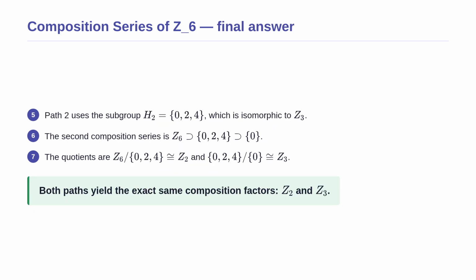Now that we have one path, let us look for a second, completely different path to break down the same group. This time, we start with a subgroup generated by the element 2, which contains 3 elements and is isomorphic to Z3. When we calculate the quotients for this second series, the first step gives us a size of 2, which is Z2. The second step gives us a size of 3, which is Z3. Comparing both paths, the first gave us factors Z3 and Z2, while the second gave us Z2 and Z3. Both have a length of 2 steps and produce the exact same simple groups, perfectly verifying the theorem.